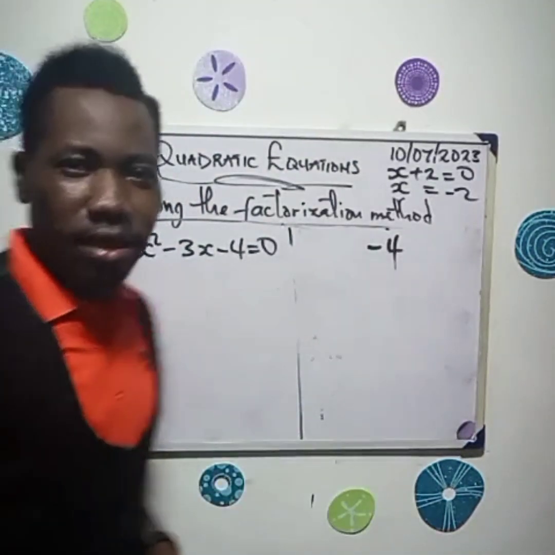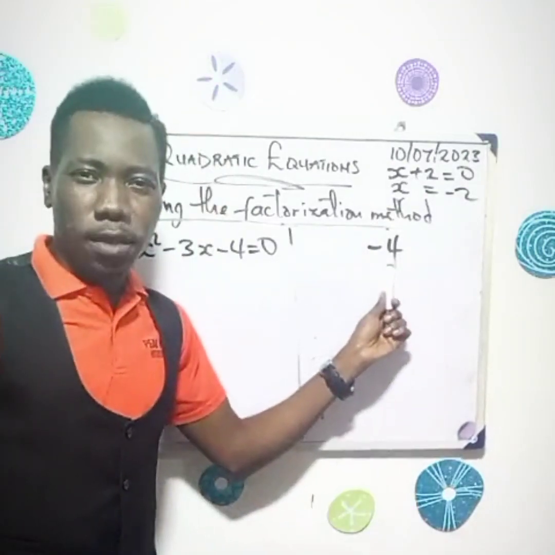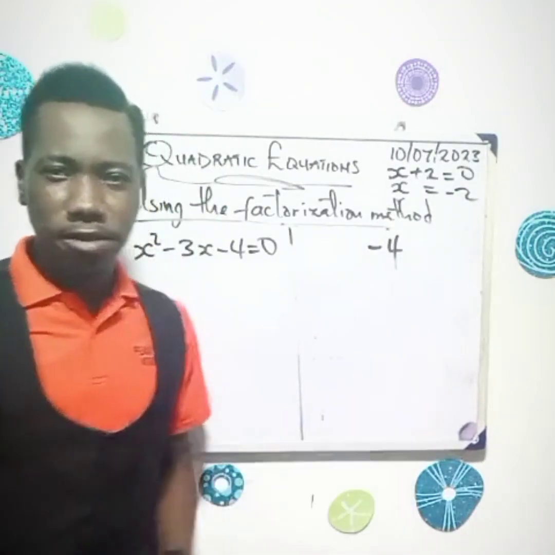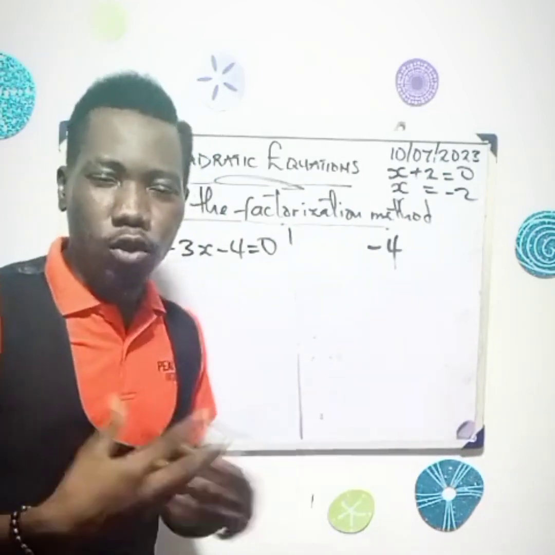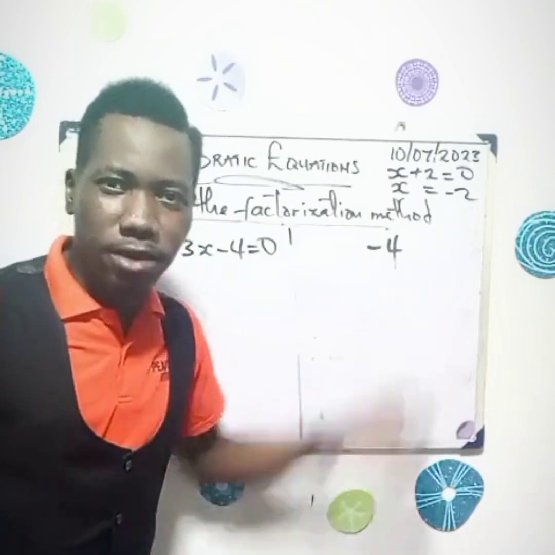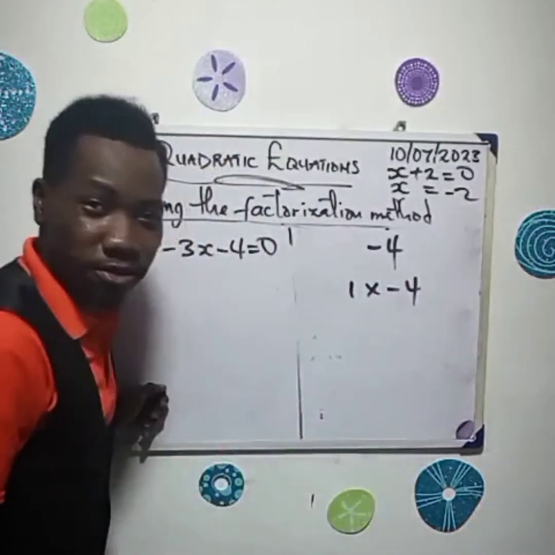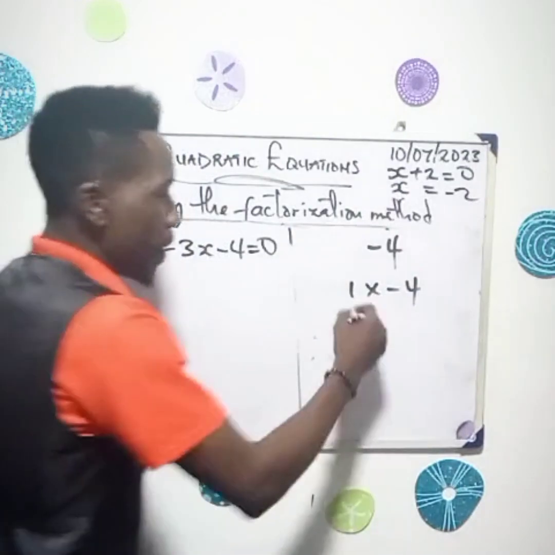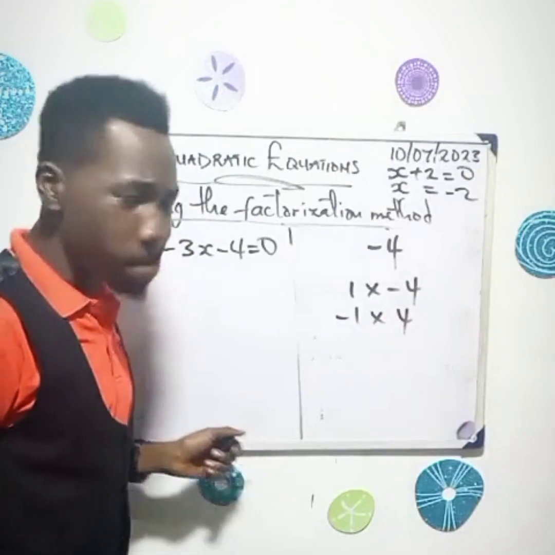So, what's the next thing? You check what two numbers multiplied will give us minus 4. What are the multiplicative factors of minus 4? Of course, 1 times minus 4 will give us minus 4, or minus 1 times 4 will give us minus 4. What else?